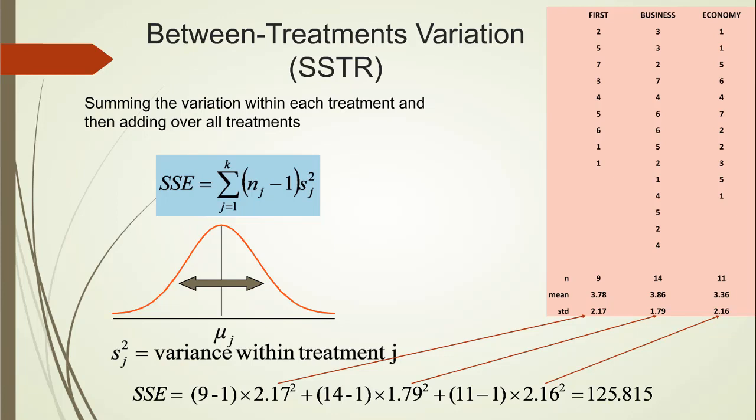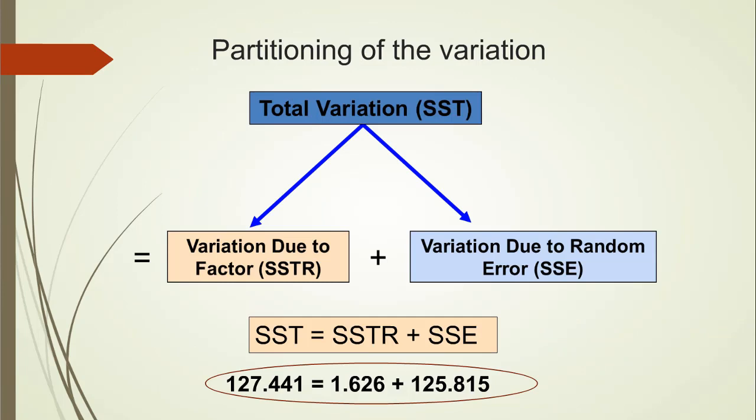Again, you are not expected to compute SST, SSE, or SSTR in exam conditions. I just want to show you how these three different sources of variation can be calculated. Adding up SSTR with SSE, that is 1.626 plus 125.815, we get 127.441. That's exactly SST. Out of these three sums of squares, we don't actually need to compute each of them. We just need two of the three, then we can figure out the remaining one using this equality relationship.